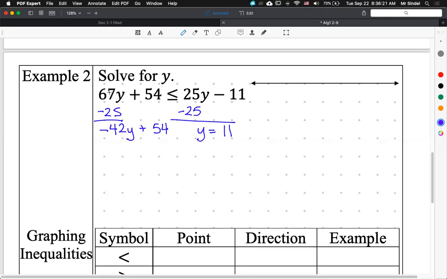Yeah, that's correct, because if I have a bigger positive and a smaller negative, it should be still a positive. So I'll come back here and erase that. All right, good catch. Yeah, thank you.